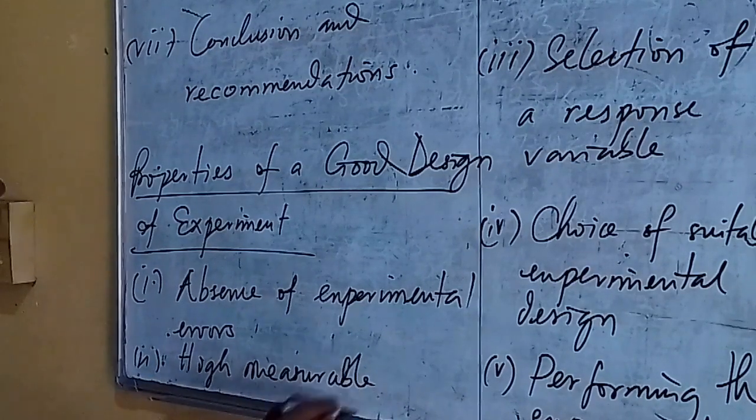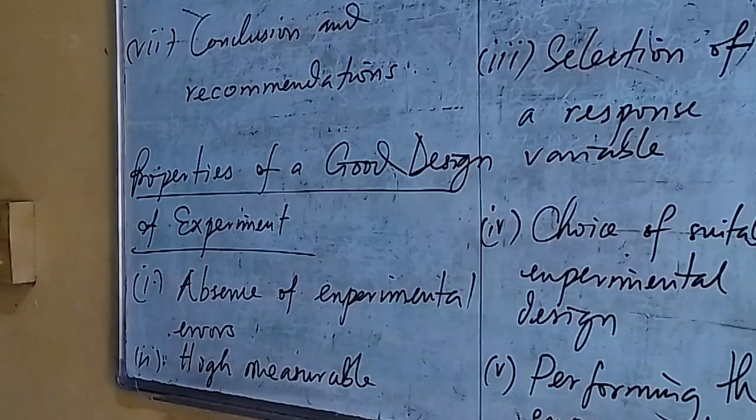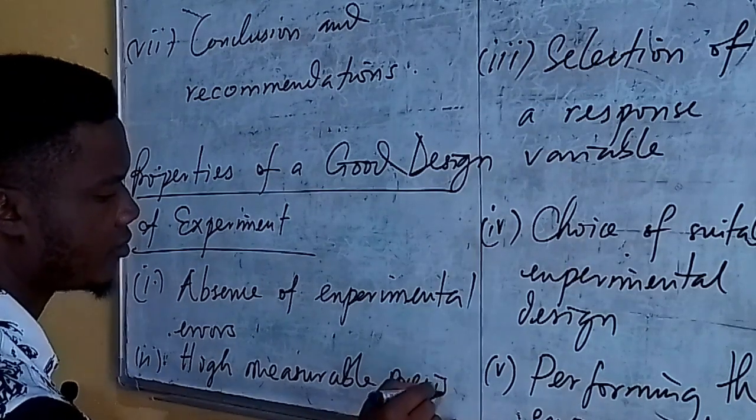So don't come and tell us that the accuracy in my design was high. The question is, how did you measure it? So you don't just tell us that based on what I did, it was high. How did you measure it? So it must have high measurable precision. Is it clear?